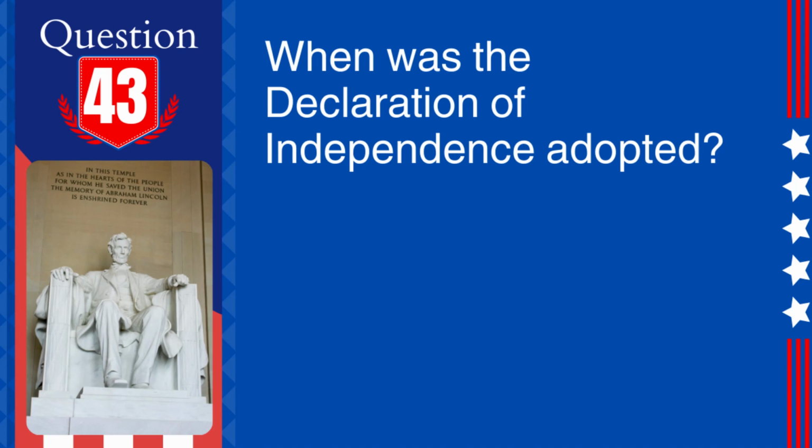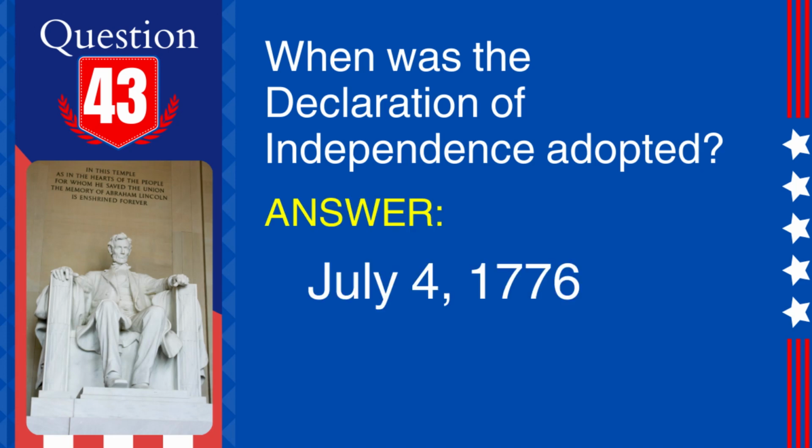43. Question: When was the Declaration of Independence adopted? Answer: July 4, 1776. Explanation: The Declaration of Independence, which announced the American colonies' separation from British rule, was officially adopted on July 4, 1776.